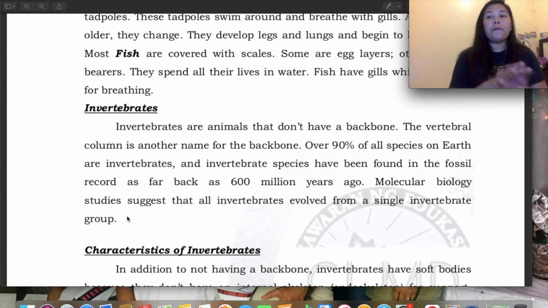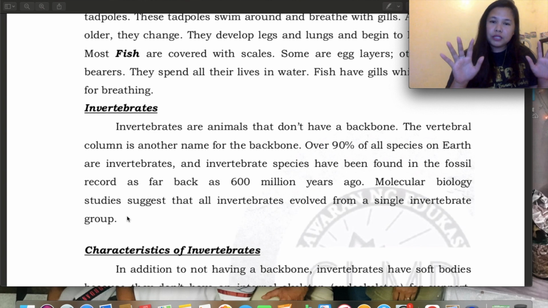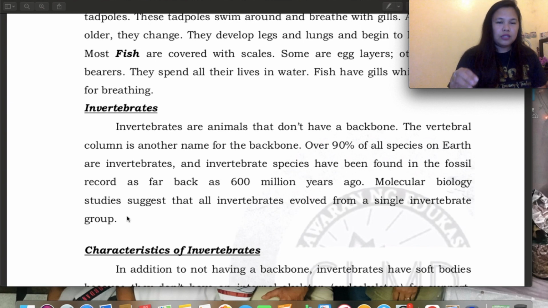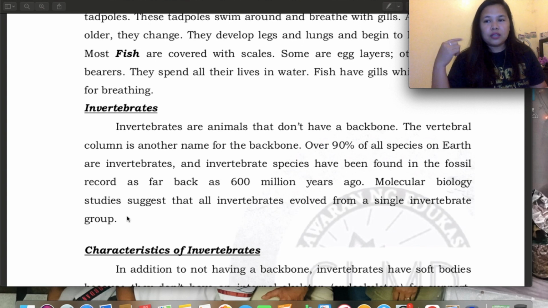So, sa napakadami nila. Yung vertebrates is 10% lang of all of the animals in the Earth. Oh my God. So, sila ang pinakamarami. Yung 90% na yan, sobrang dami versus sa 10% of vertebrates. Okay, so now, an invertebrate species have been found in the fossil record as far back as 600 million years ago. So, yung mga scientists natin doon, nag-study sila nito sa mga invertebrate animals. Oh my God, 600 million years ago pa sila.